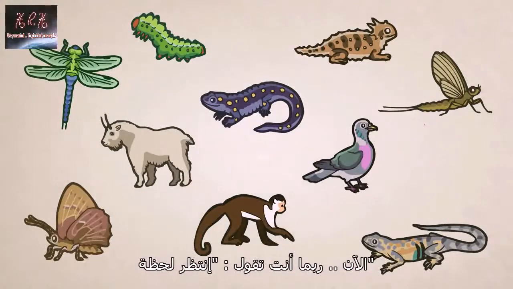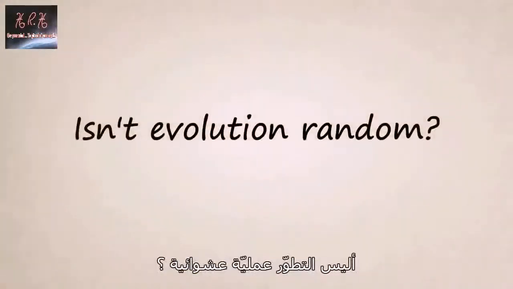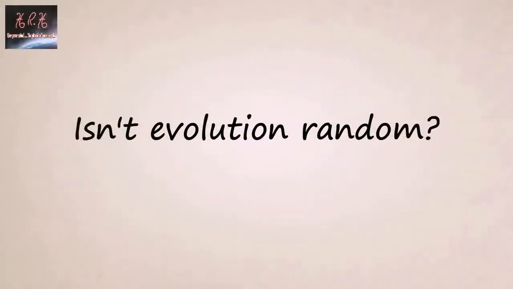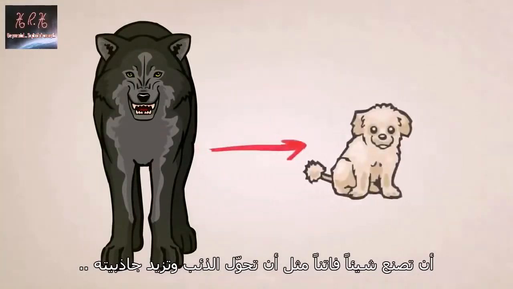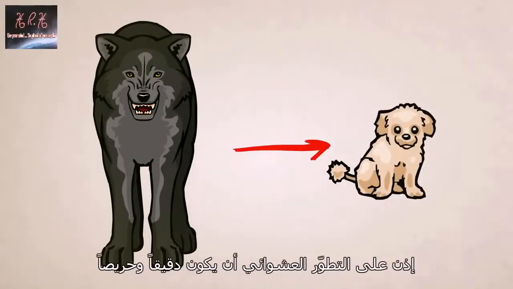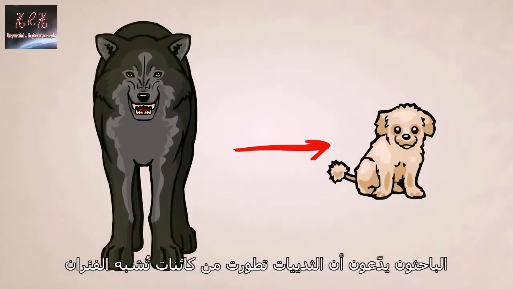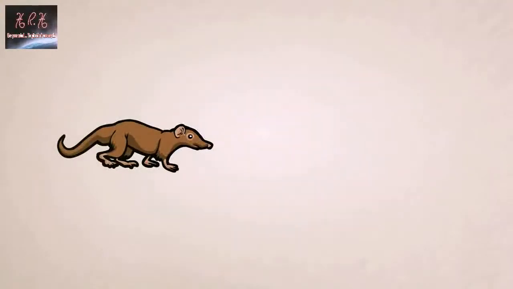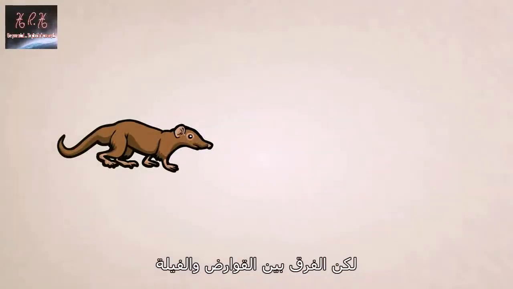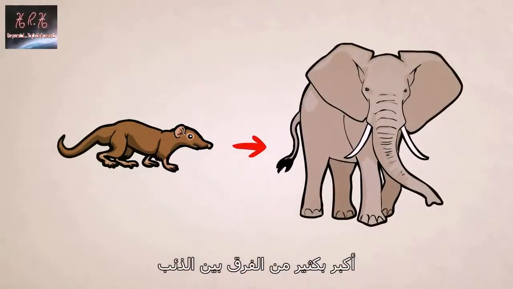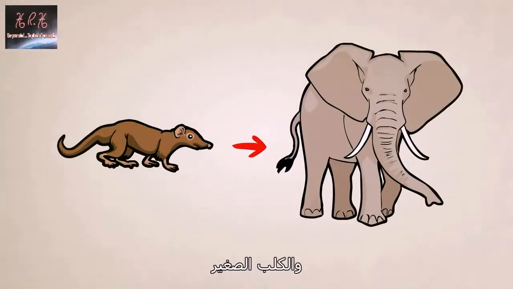Now, you might be saying, wait a minute, hold on here. Isn't evolution random? To do something functional like turn a wolf into an adorable mini poodle, random evolution had to be carefully guided by an intelligent dog breeder. Researchers claim that all mammals evolved from an ancient shrew-like creature, but the difference between a shrew and an elephant is far greater than that of a wolf and a poodle. Who guided that process? Who was the breeder?